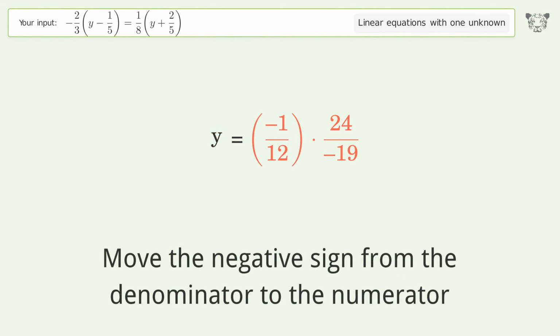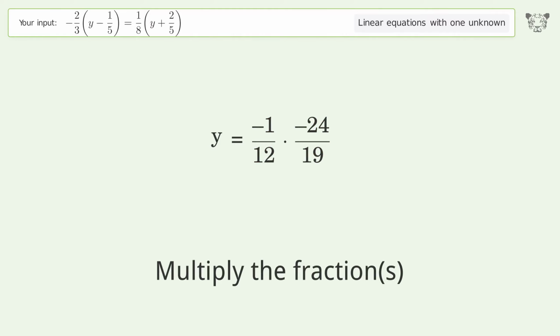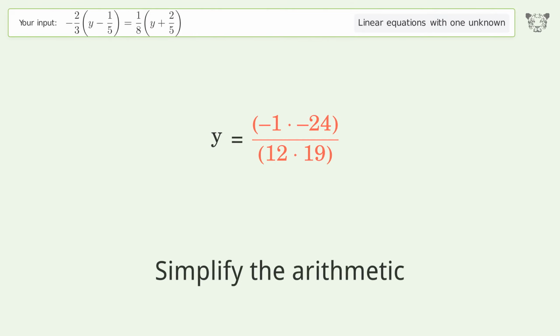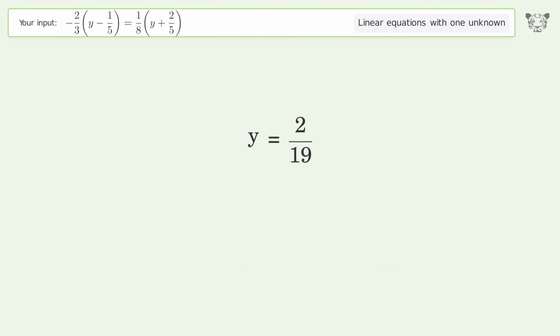Move the negative sign from the denominator to the numerator. Multiply the fractions. Simplify the arithmetic. And so the final result is y equals 2/19.